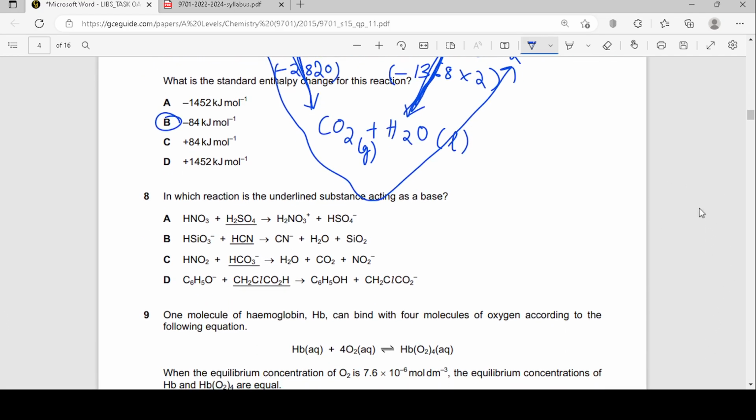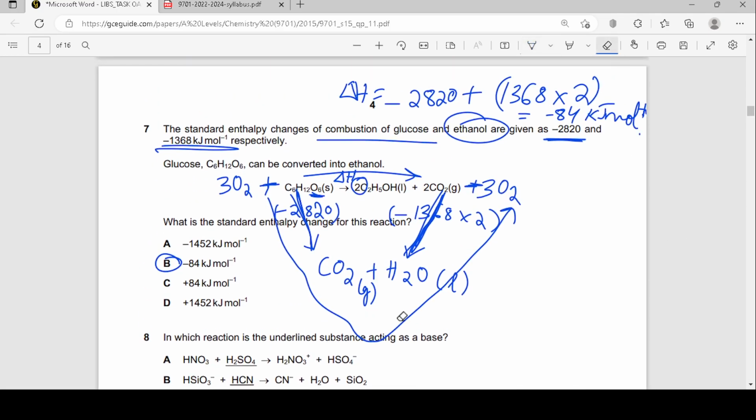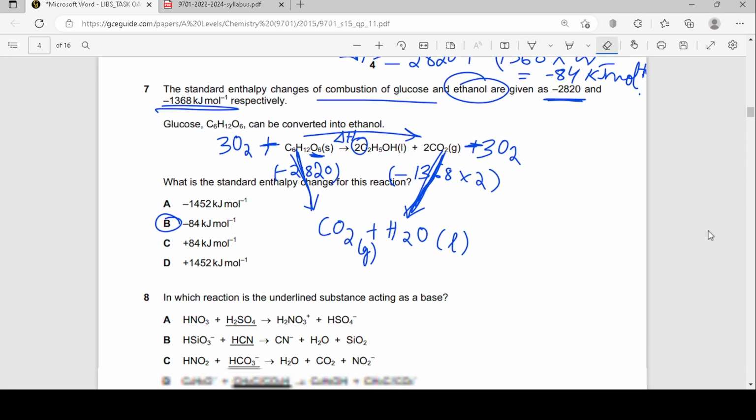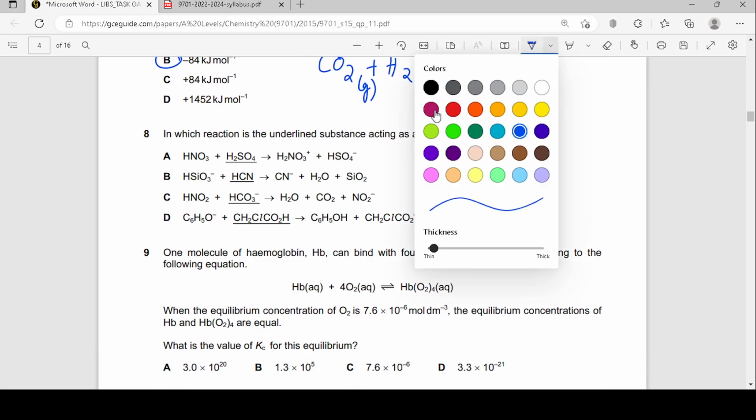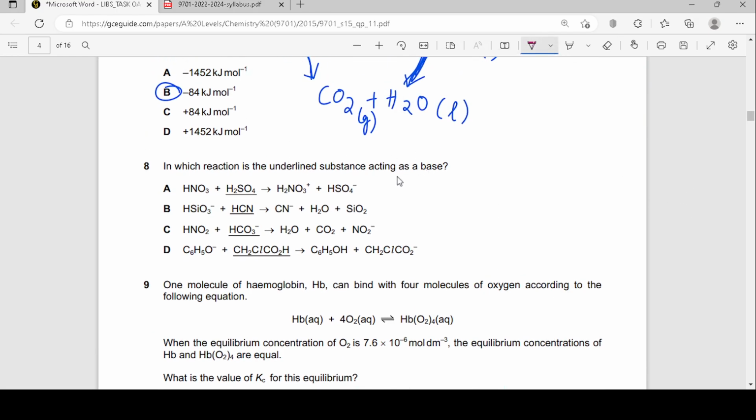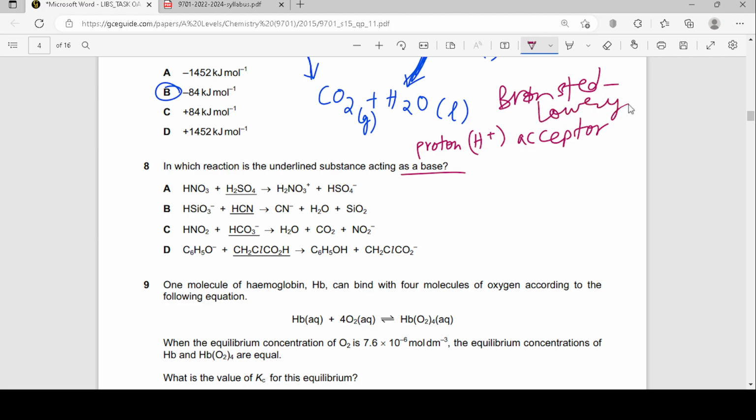Next question. In which reaction is the underlined substance acting as a base? So what is a base? A base is basically a proton, or H plus, acceptor, according to the Bronsted-Lowry acid-base theory. But actually there's a more inclusive definition, which you don't really study at A levels, I think, called the Lewis acid-base theory.